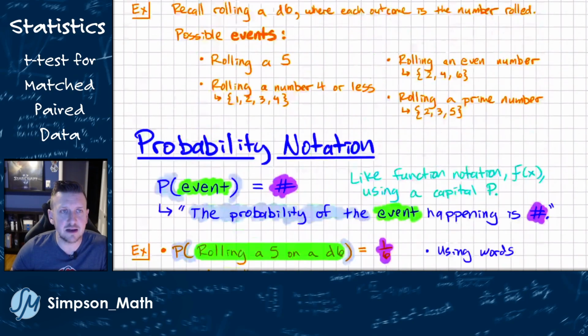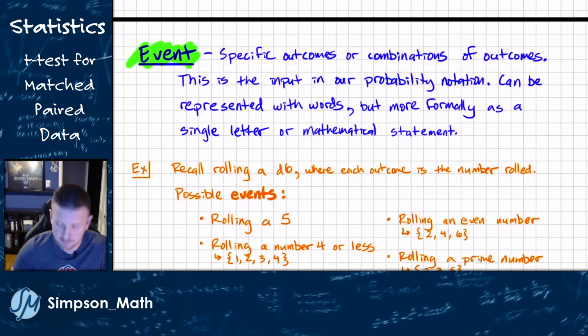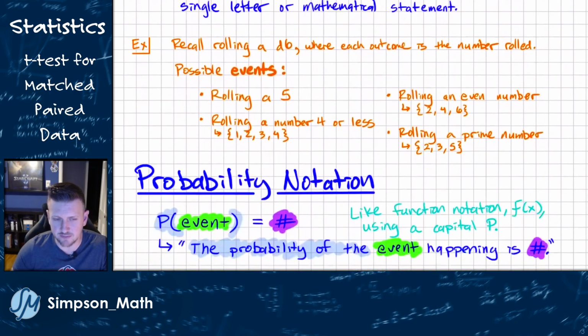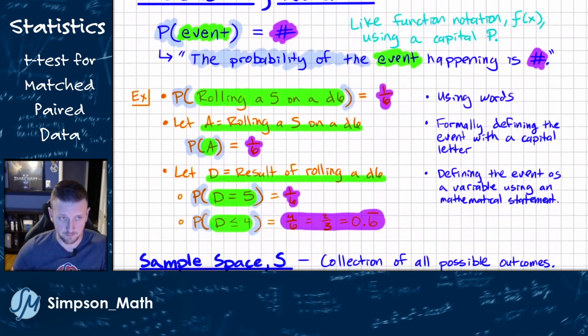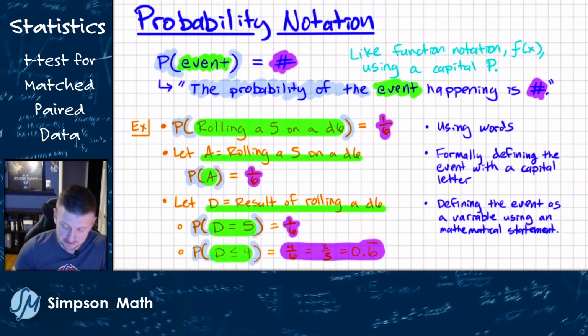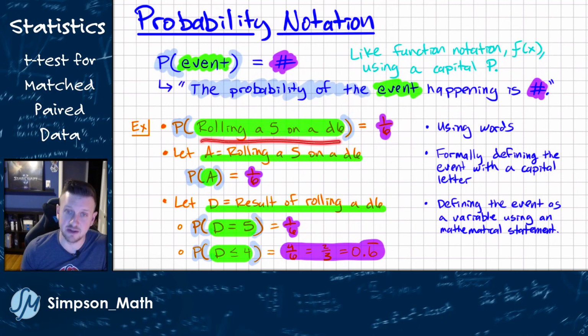And I think I said up here that events can be represented with words, but more formally as a single letter or a mathematical statement. So let's look at all 3 of those cases. So I could say, well, my event is me rolling a 5 on a 6-sided die, on a d6. So that's using words. So I would read this as the probability of rolling a 5 on a d6 is 1/6.